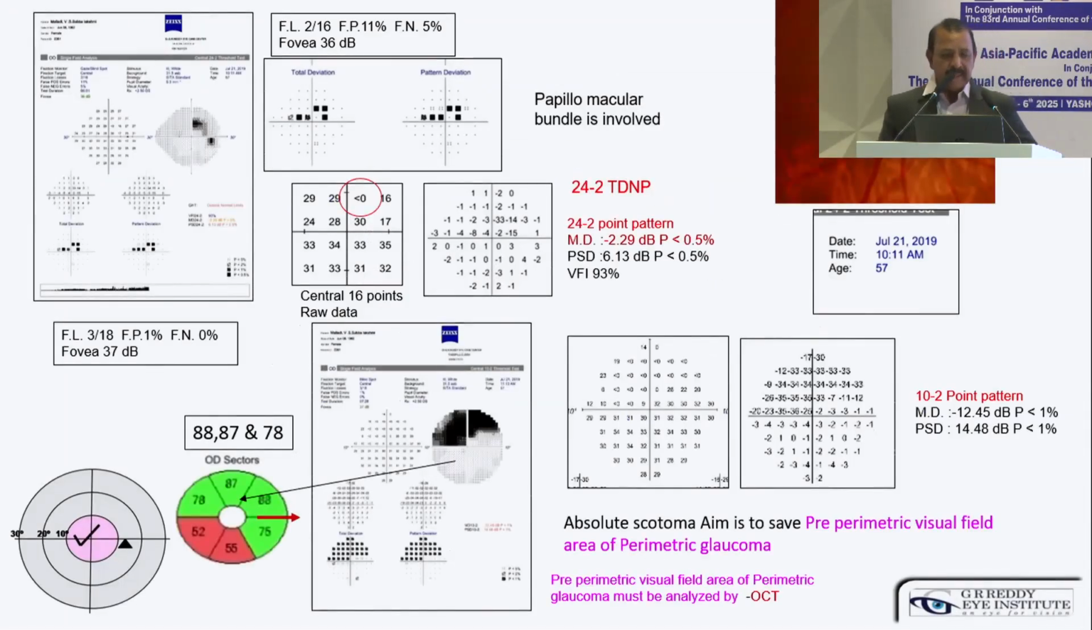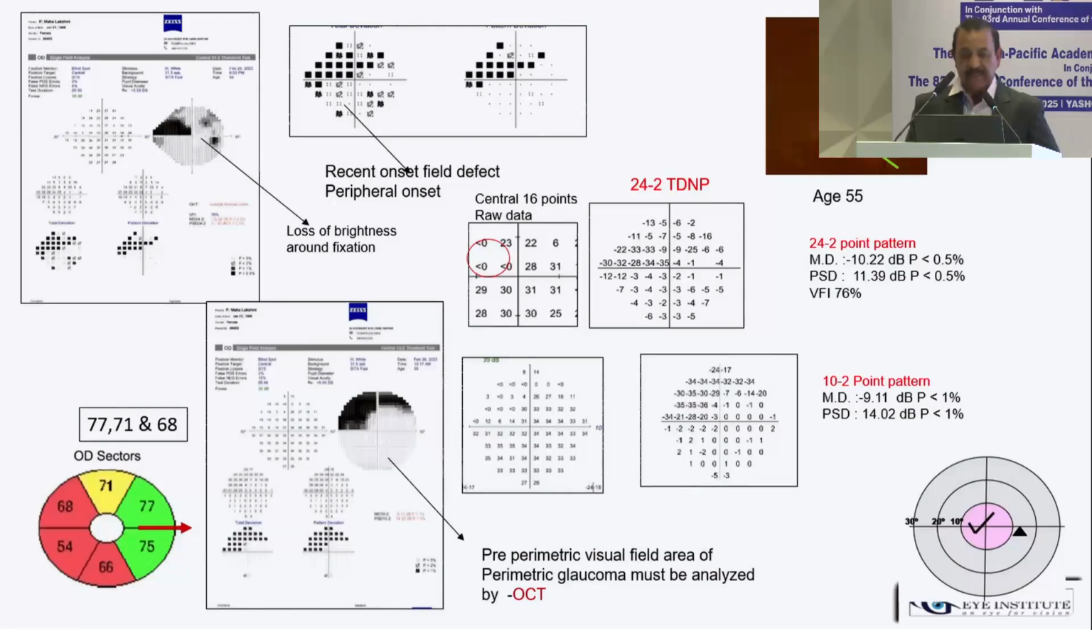Then this case is a localized scotoma, with a mean deviation of only minus 2.29. But when the test is repeated with 10-2, you see the mean deviation is minus 12. And luckily, the lower part has a very good retinal ganglion cell thickness. You need not be so aggressive in this case to save the remaining vision.